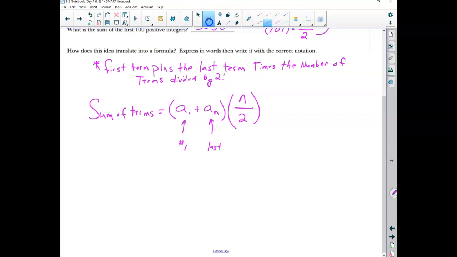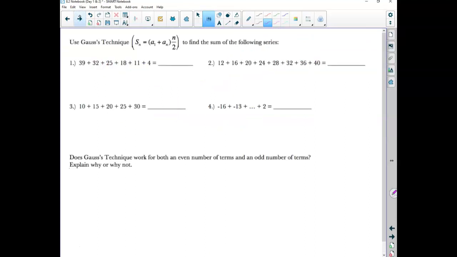Well, let's give it a try. So try using Gauss's technique. S sub n. N is how many terms there are, okay? N is not the number term here. This n is how many terms there are.